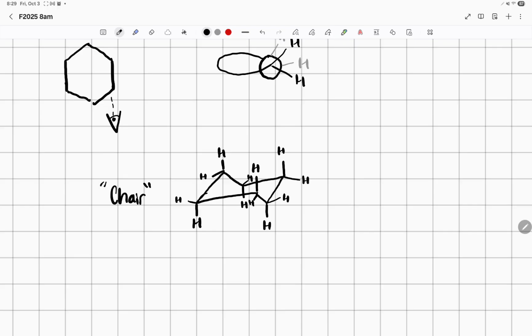So cyclohexanes are interesting in that they can also do what's called a chair flip. So let me put a group on here, or a couple groups on here.